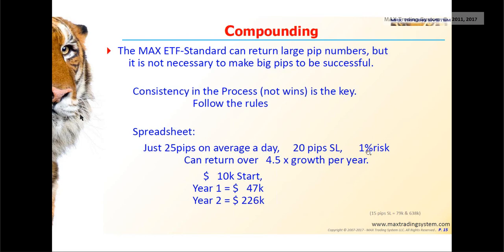And rather than bring the spreadsheet up again, here's an example of just 25 pips. If you can produce that on average a day, and you do it for a year with a 20 pip stop loss, and with ETF it can be tighter. And if you're risking only 1% of your account, so if you've got $10,000, it means that if things go really bad and everything hits your stops, you only lose $100, 1% of your account.